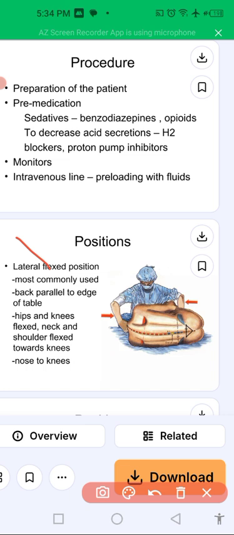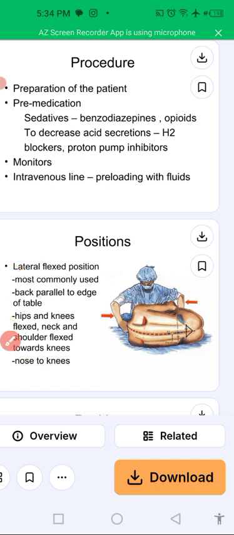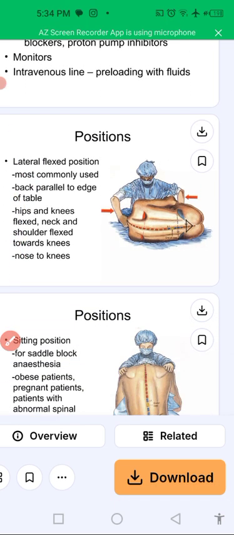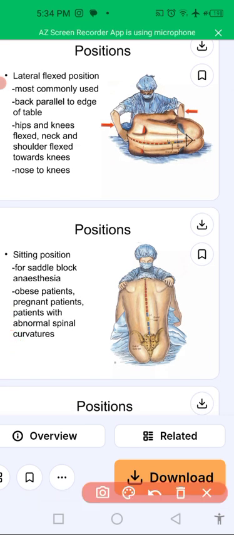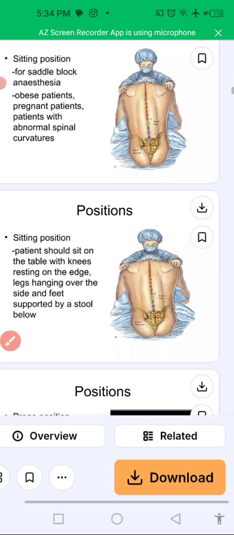Then we have to position the patient: lateral decubitus position, or sitting position in the elderly. Hip and knees flexed, neck and shoulders flexed, nose to knees. There should be flexion. And in the sitting position, there is the saddle block, which is done to block S2 to S4, for hemorrhoids and piles operations, and in obese and pregnant patients. We have to use the sitting position, and we have to look at the spinal curvature as well.